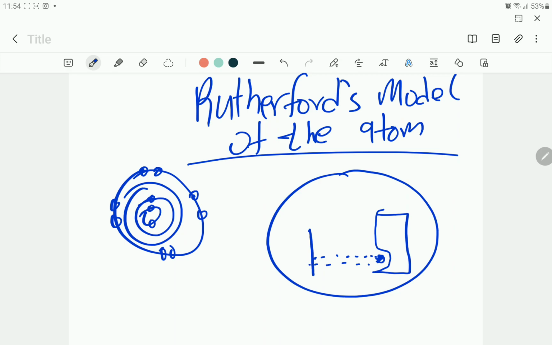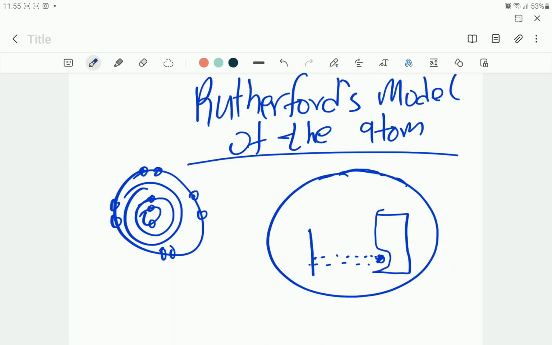Now the gold foil and the lead block are placed in an evacuated glass vessel with a zinc sulfide screen, which emits a flash of light anytime an alpha particle strikes it. So this evacuated glass tube coated with zinc makes us see whether or not alpha particles have struck it. The flashes are deflected and counted with the help of a telescope.